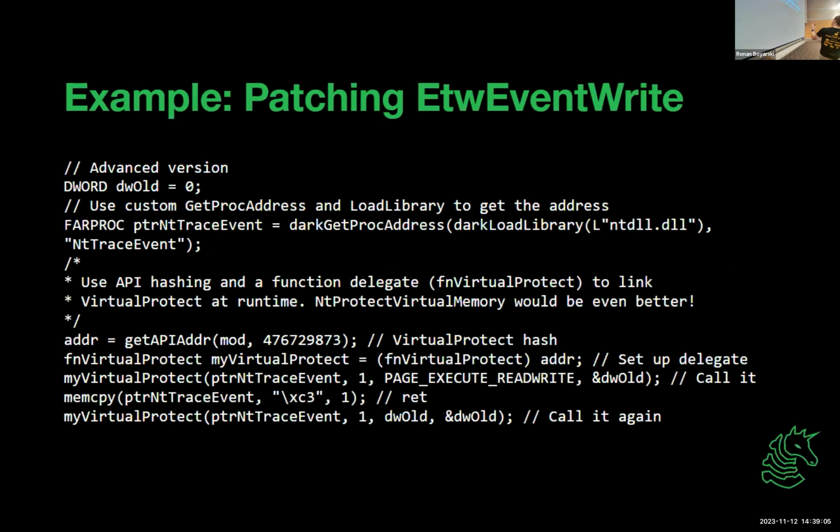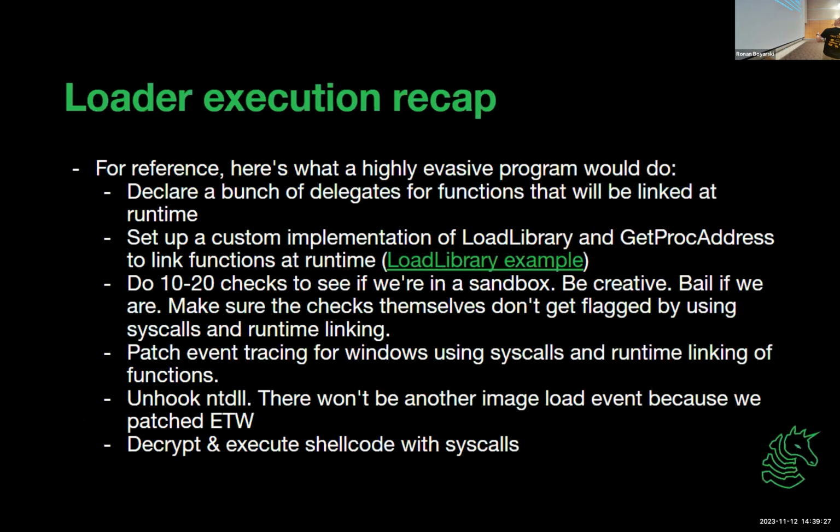Now this is the much better version, where it'll be using an API hashing technique like before, and linking it at runtime, so it's a little bit harder to identify that it's calling VirtualProtect on it. And it does the exact same sequence of things. It would be even better to call NtProtectVirtualMemory, but I didn't find it to be necessary. But if it can be as stealthy as possible, that's another improvement you can make. Okay, so I know that was a lot.